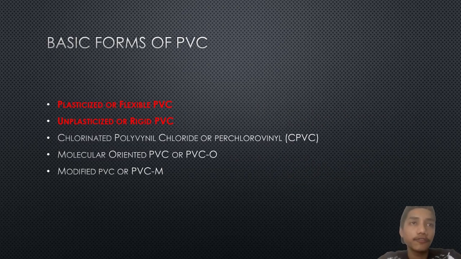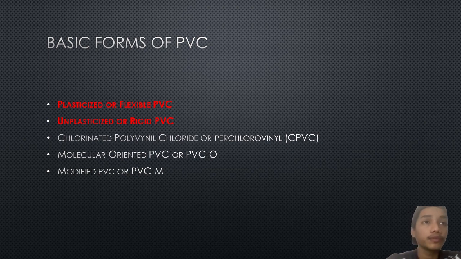Next is about the basic forms of PVC, which I already stated as 5 points. First, plasticized or flexible PVC. Second, unplasticized or rigid PVC. Third, chlorinated polyvinyl chloride or CPVC. Fourth, molecular oriented PVC or PVCO. And lastly, modified PVC or PVCM.